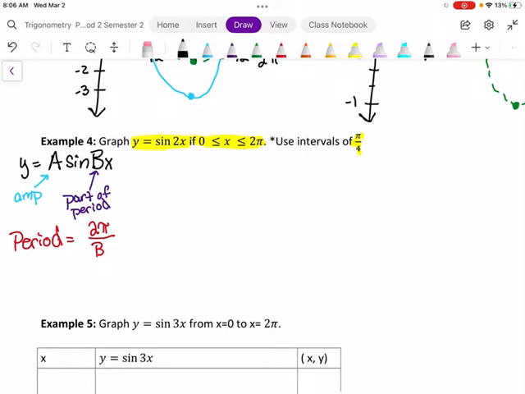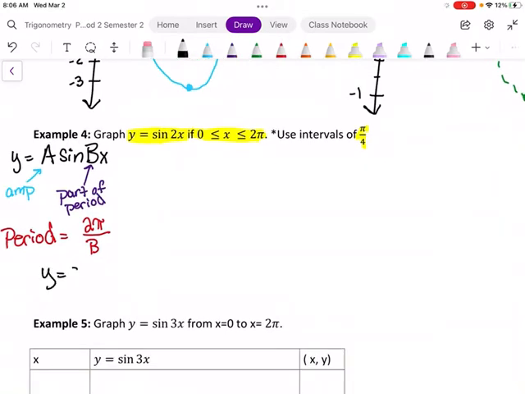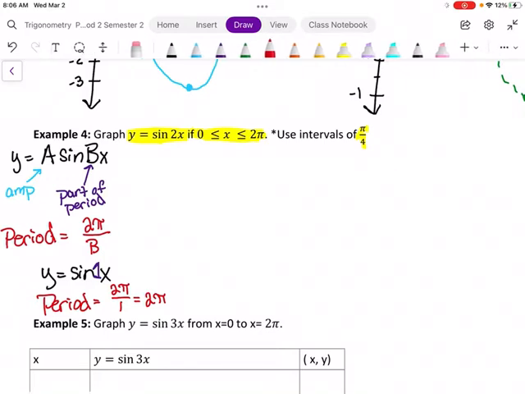So before, on our parent graphs, where we had y equals the sine of x, the number in front of the x was just 1. So when we would calculate the period of that graph, it would be 2 pi over 1, which just equals 2 pi. So now if we look at this example here, we have a 2 there. So when we calculate our period of this graph, it's going to be 2 pi over 2, which equals pi.